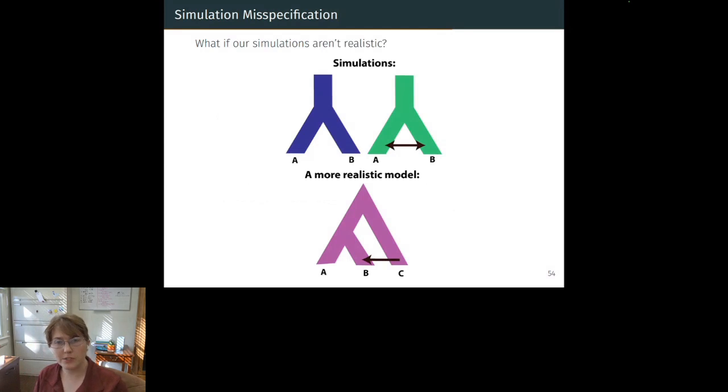And so we're really interested in what happens when the simulations that we're using to train machine learning algorithms are not very realistic. So for example, let's imagine that we train our machine learning algorithm to detect introgression between a pair of populations. So for training, we simulate lots of data sets without introgression and lots of data sets with introgression. However, in our empirical system, there's actually been introgression from some third unsampled population into one of our two focal populations. And so this would have been a more realistic model, but for whatever reason, we didn't include this in training, perhaps because we didn't sample this third population and we may not have known that it existed.